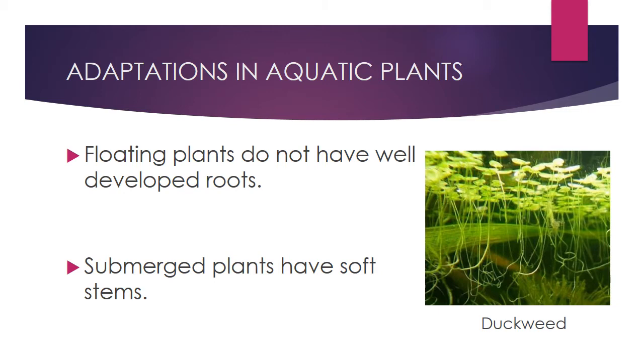Now coming on to the adaptations that are seen in the aquatic plants. The plants that are floating in water have poorly developed roots, as the water currents might damage their roots, so they are not able to develop proper roots. Then the plants that are submerged underwater have very soft stems so that the water currents do not break them. Then the plants that are in water are adapted to have special tissues that help them to take in dissolved gas from the water. So for the exchange of gases, they have some tissues.